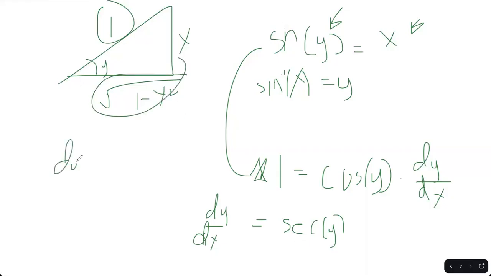So we get that dy/dx is going to be 1 over the square root of 1 minus x squared. And that's how we prove the formula. You can do the same thing for each of the 6 ones. I'm not going to show it, obviously, because it'll take too much time.